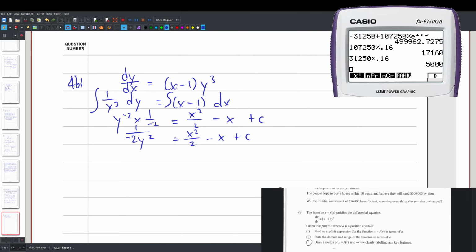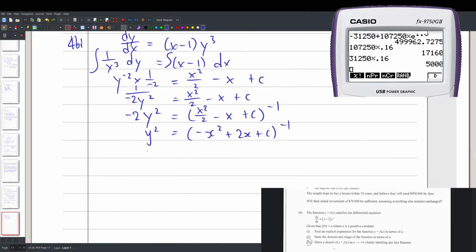Given that f of 0 equals a, where a is a positive constant. Oh wait, actually that's not too bad. Okay, it's fine. So flip it over: negative 2y squared equals (x squared on 2 minus x plus c) to the power negative 1. y squared is equal to, if you divide by negative 2, then you multiply the inside by negative 2, so c to negative 1. y is equal to the square root of that, basically.